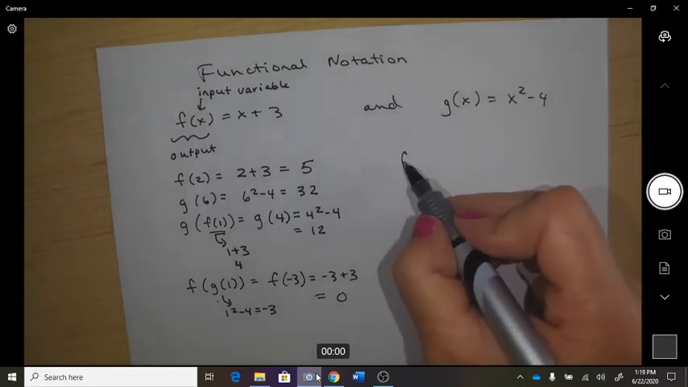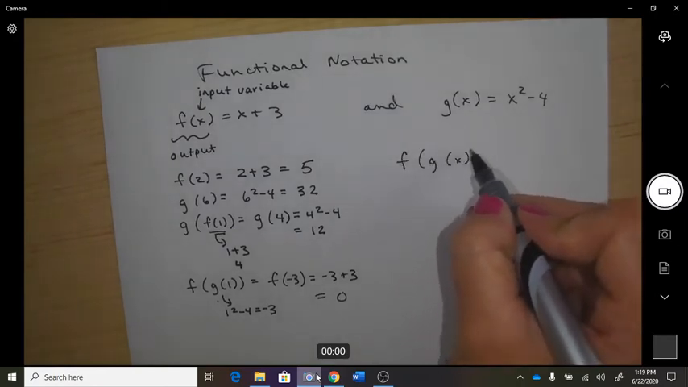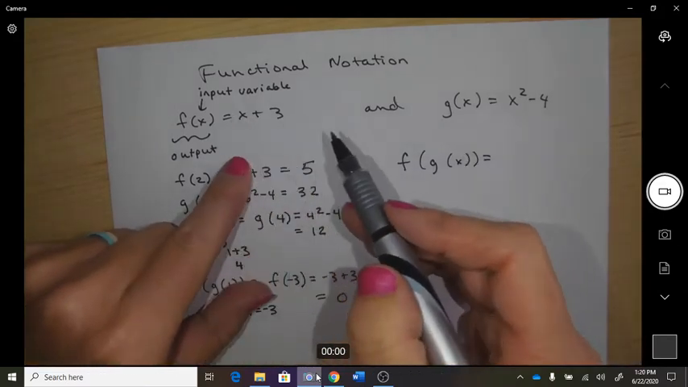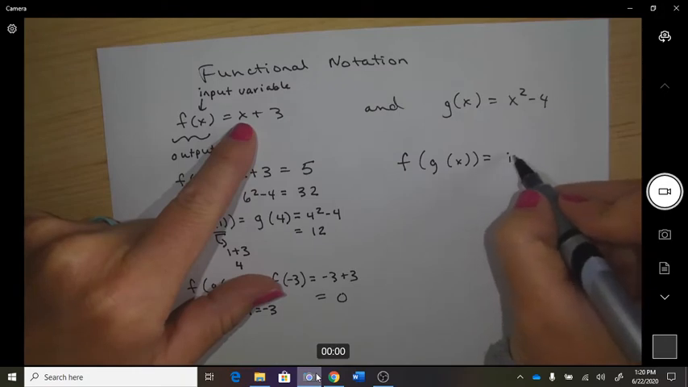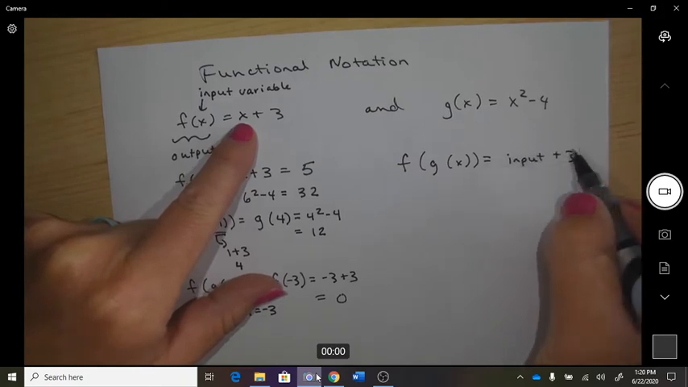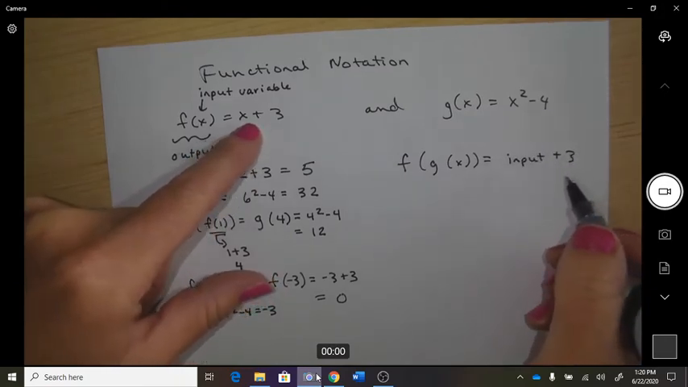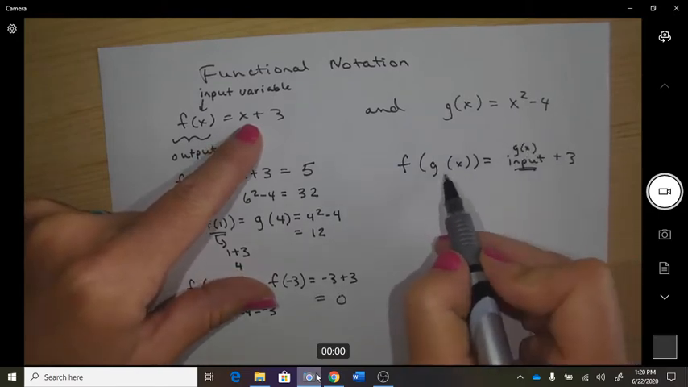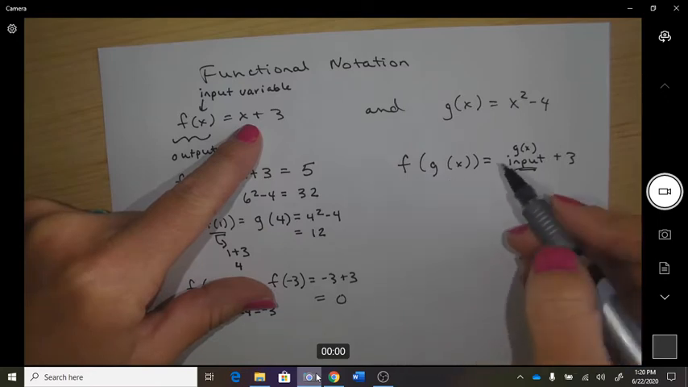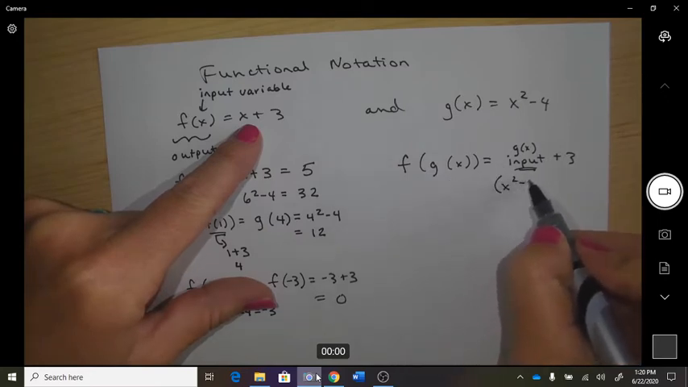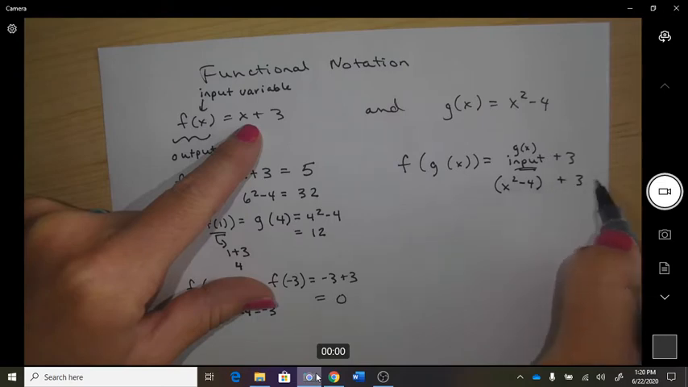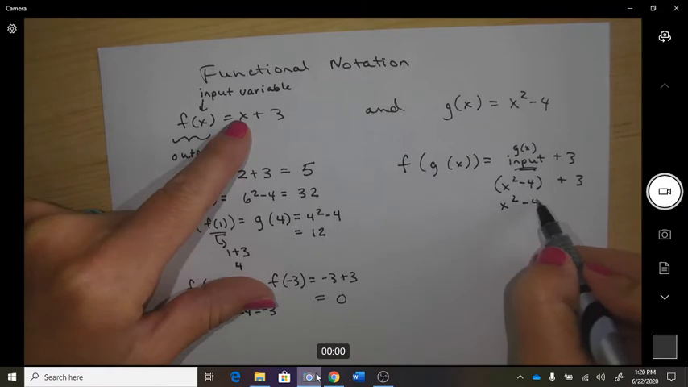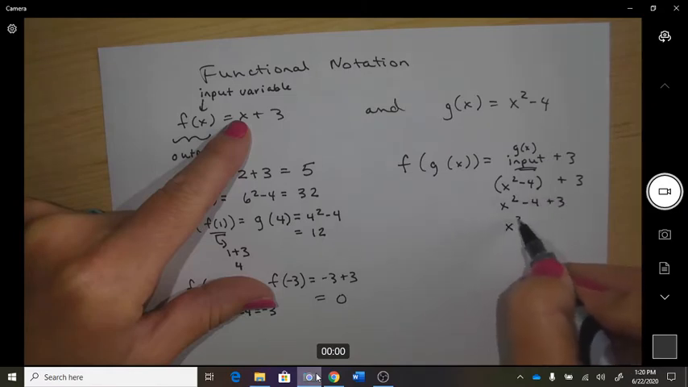Okay, what is f of g of x? So using this f function, we're going to use input plus 3. Input plus 3, that's the function. So what is our input? Our input is g of x. Instead of an x, I have a g of x. So what am I going to do? I'm going to input this, and then the plus 3. So x squared minus 4 plus 3, which is x squared minus 1.